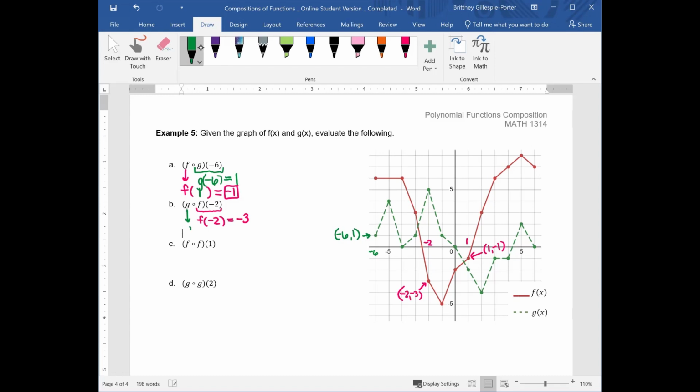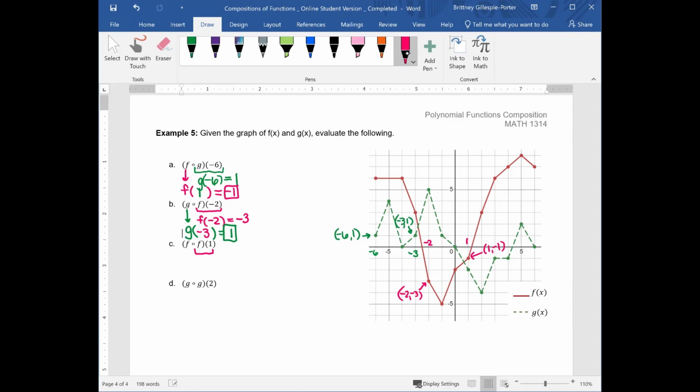Working on the outside now, bring down g, and we need to find g of -3, bringing the -3 down. So again, we go to where x is -3, and we have to go up to our g function, the green one, and we find the ordered pair (-3, 1), which means our answer is 1.